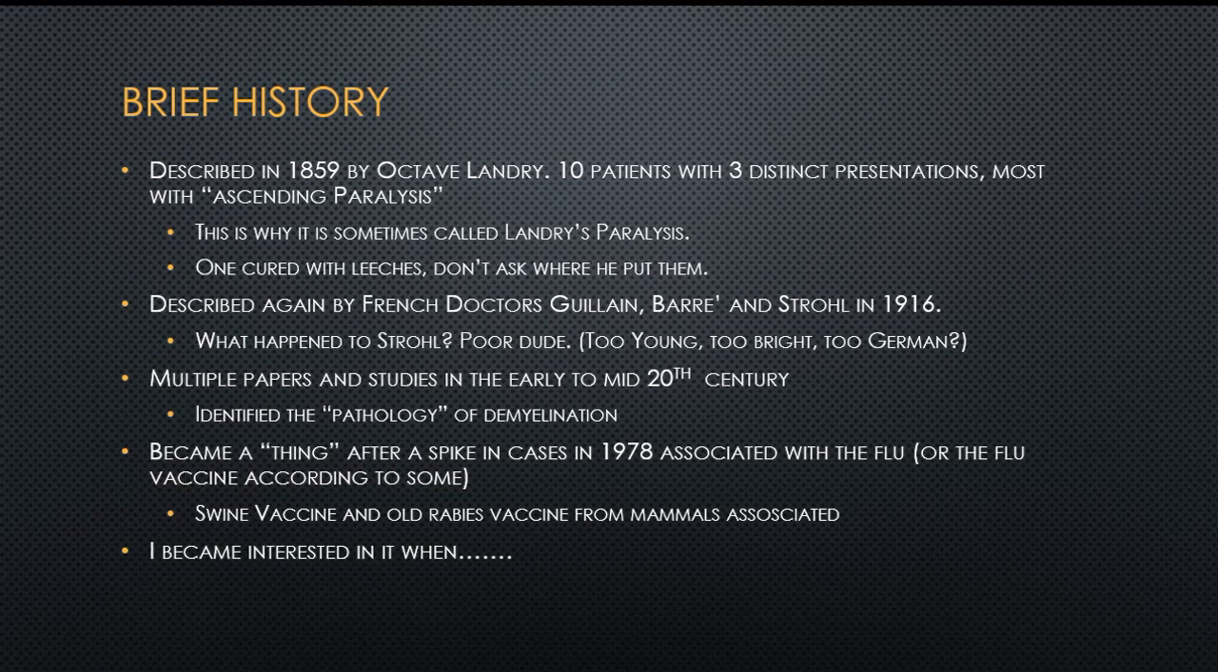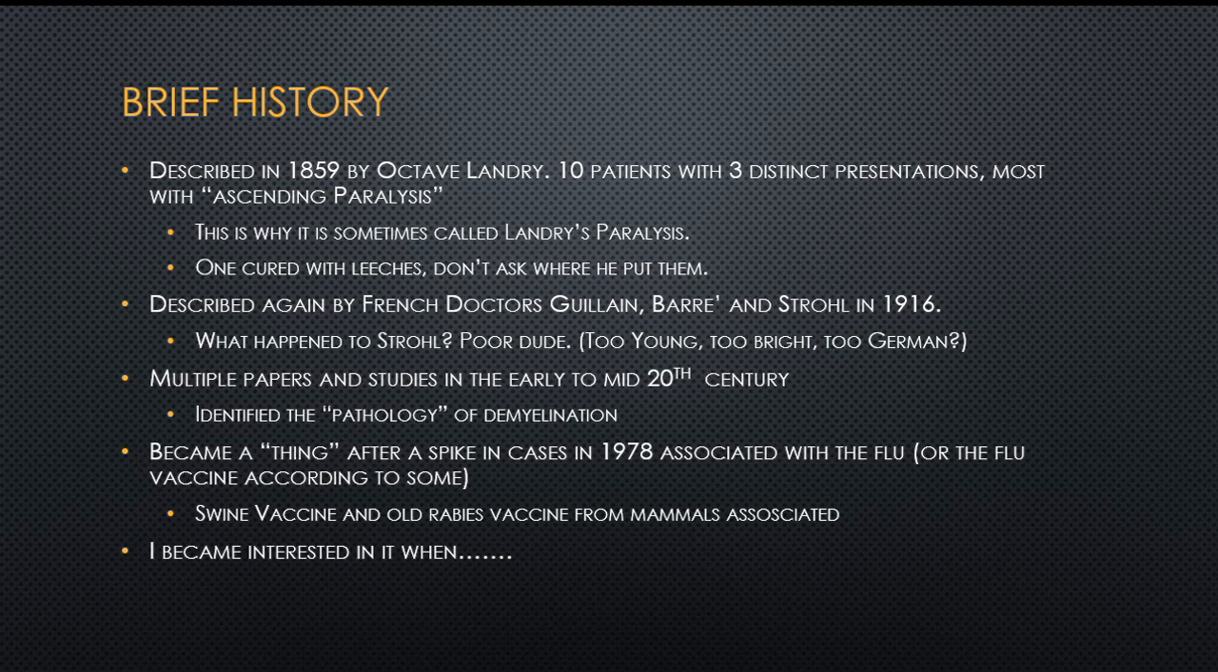So we've known about it for a while. It was first described in 1859, where this gentleman had 10 patients with 3 distinct presentations, most with ascending paralysis. That's why its first name, instead of Guillain-Barré syndrome, was Landry's paralysis. One of these he cured with leeches, allegedly. You don't want to know where he put the leeches, trust me.